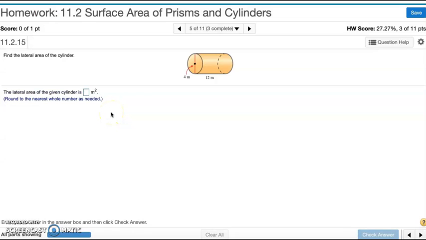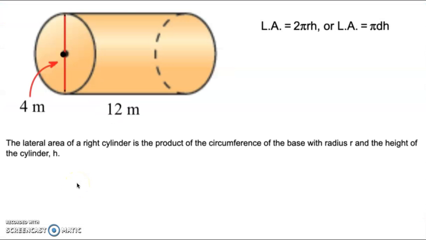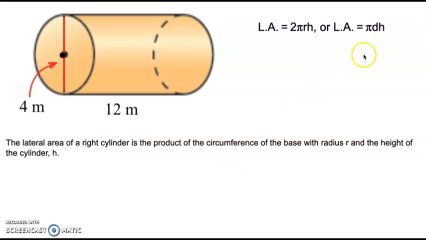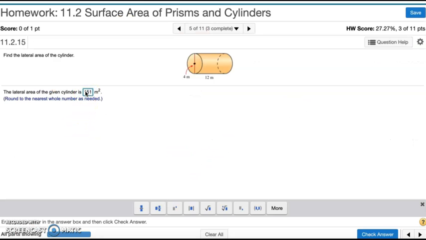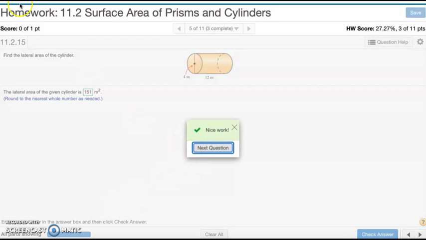Number 5. Find the lateral area of the cylinder. So let's take a closer look at that. So the lateral area is the product of the circumference of the base times the height. So we essentially are going to use pi times diameter times the height because we're given a diameter. So 4 times 12 times pi equals 48 pi, which is approximately 151 meters squared because they want us to round it. So let's type that in. So typing in 151, and that's number 5.